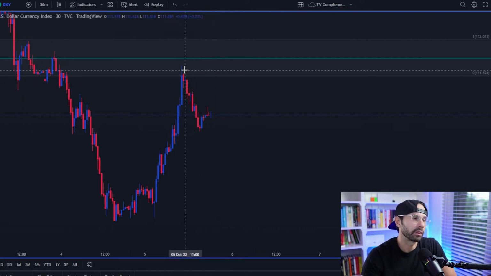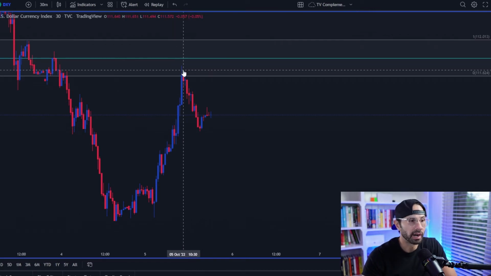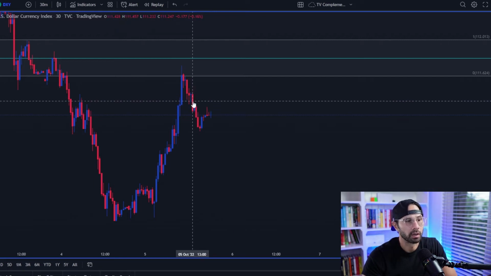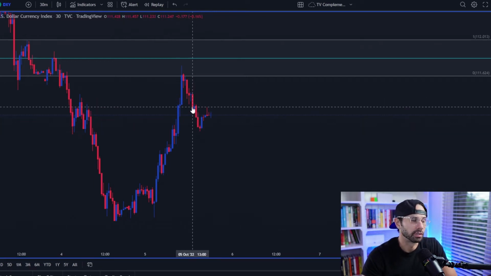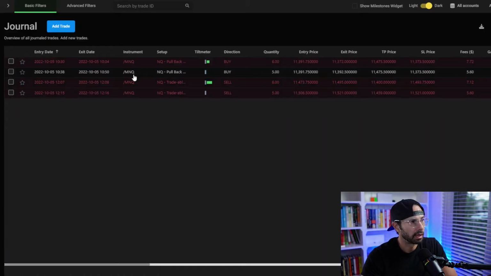I failed to execute based on this. I was taking longs in the equity markets here, which was good, but I was taking shorts right here, right? When the dollar was coming down. Okay, so that was not good. And I took 4 trades today. It was a very difficult day for me. I did not take good trades.